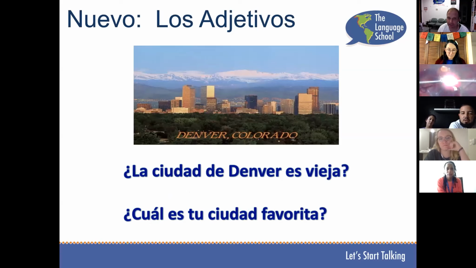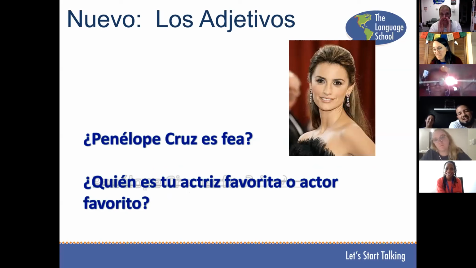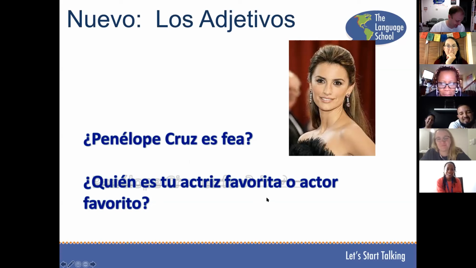Shelby, ¿la ciudad de Denver es vieja? Vieja significa old. Okay. Sí, la ciudad de Denver es vieja. ¿Cuál es tu ciudad favorita? Mi ciudad favorita es Denver. Bien. Orlando, ¿Penélope Cruz es fea? Oh, careful how you answer this, Orlando. Sí, Penélope Cruz es muy fea. Ok. ¿Quién es tu actriz favorita o actor favorito?